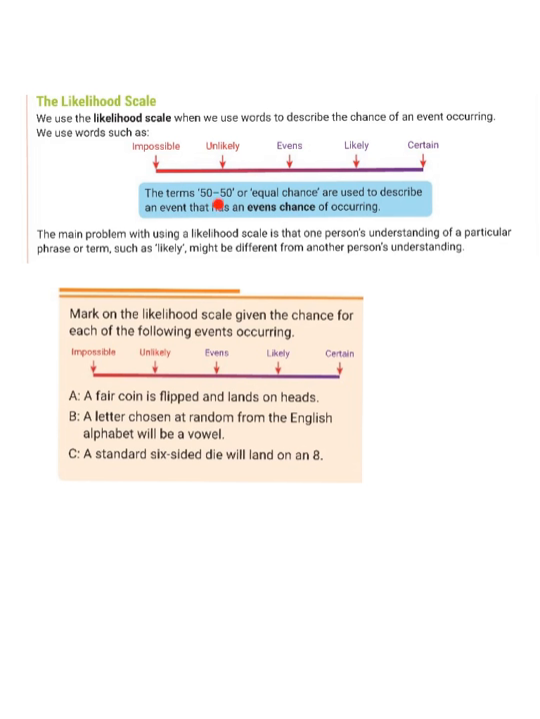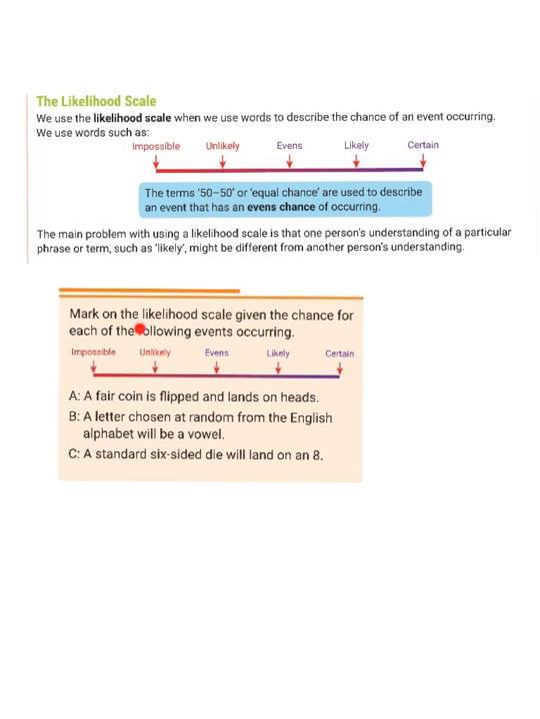Evens means it has a 50-50 chance or equal chance, and is used to describe events that have even chances of occurring. Then you're getting closer to the event happening, so it'll be likely, and then it's certain. The main problem when using a likelihood scale is that one person's understanding of a particular phrase or term, such as likely, might differ from another person's understanding. So we just have an example here.